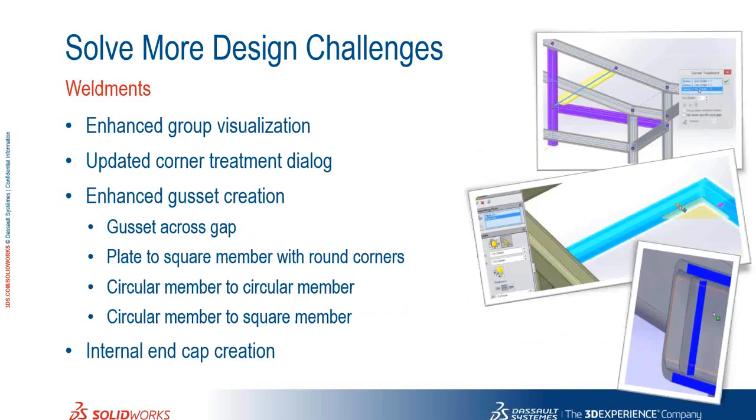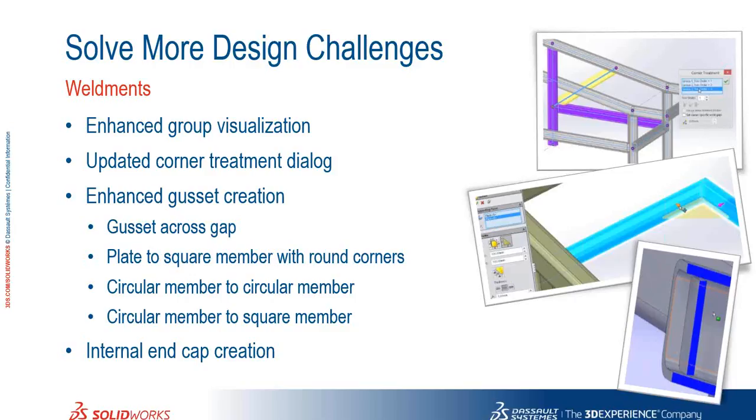So moving along, we'll have a look at whatever enhancements have been made in terms of weldments. Now, in terms of weldments, the most significant enhancement is the gussets option again. The enhancement which has been made is that you can provide gussets across gaps. That means if you have multi bodies which have a gap in between them, you can still provide a gusset.